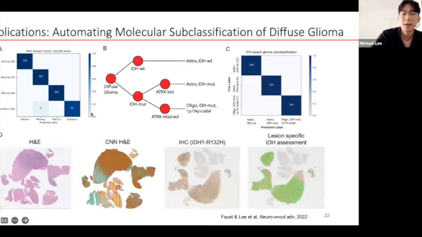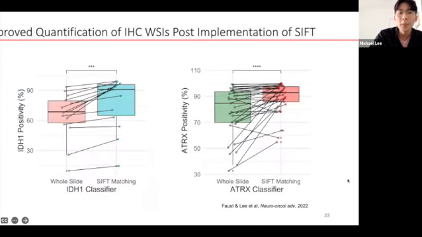And just to lastly reiterate how this works, we have the H&E stained whole slide image on the bottom left, analyze it through the histomorphological classifier, and then with the IHC stained whole slide image, we would focus our analysis on the tumor region specifically and quantify the IDH immunohistochemistry stain on that tumor region specifically. And so just to demonstrate again, these are box plots that demonstrate how our quantification results were increased and improved with the addition of SIFT matching of the tumor region.